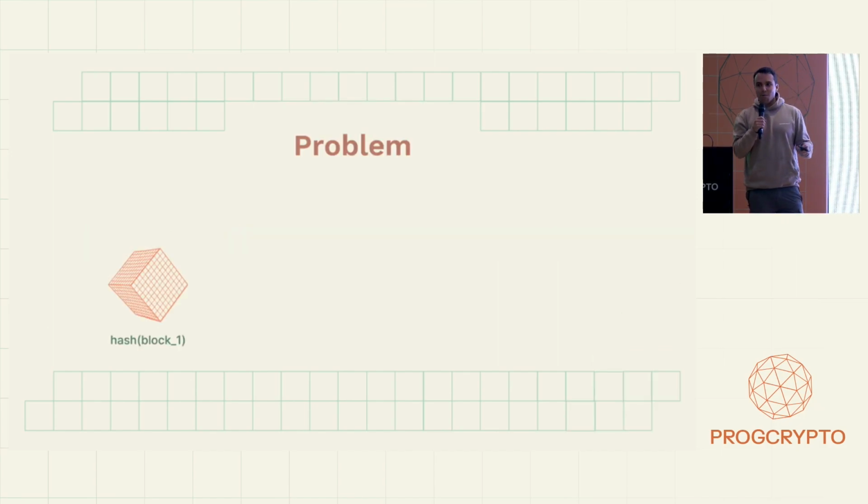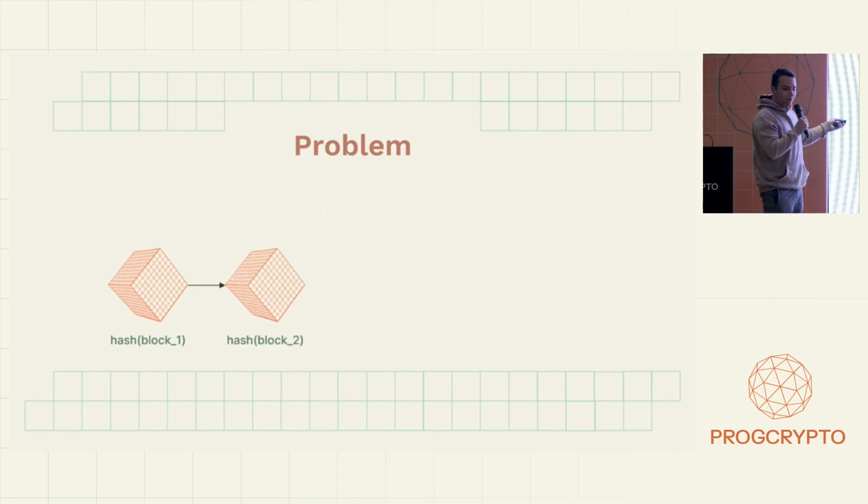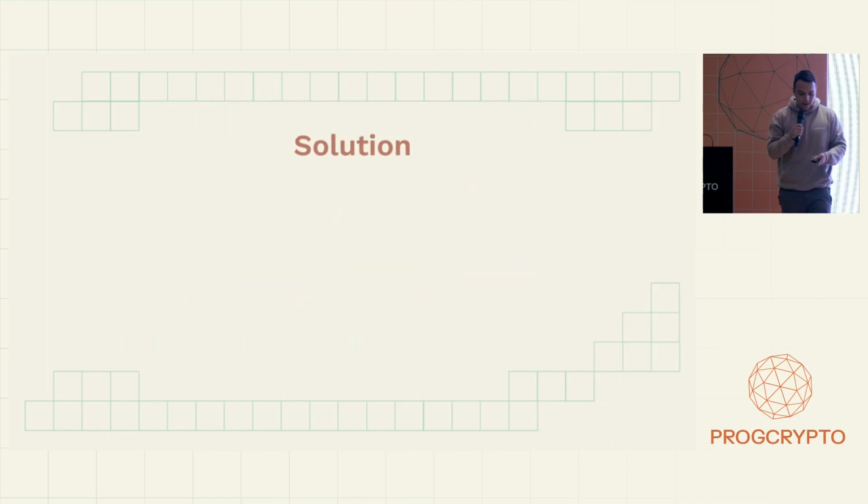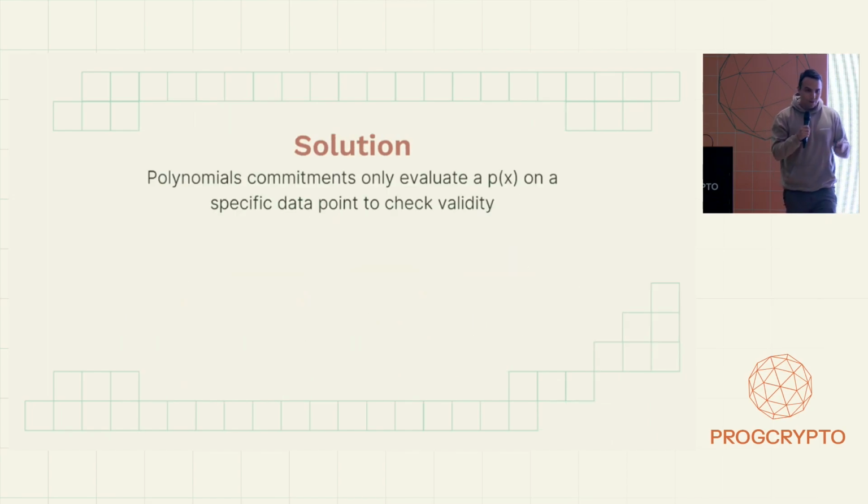The problem right now with data in Ethereum is that we need to have the whole blockchain data in order to check the validity of the blocks. What does this mean? We need to have all the data from block 1 to hash it, and then all the data from block 2 to hash it, etc., right? The Merkle proofs need all data to be available to check for validity. That's the problem. The solution right now is polynomial commitments. Polynomial commitments only need to evaluate a polynomial on a specific point to check for validity.